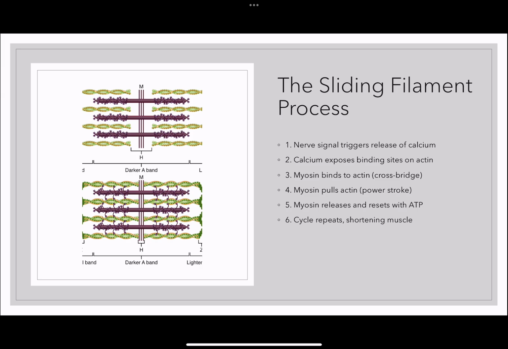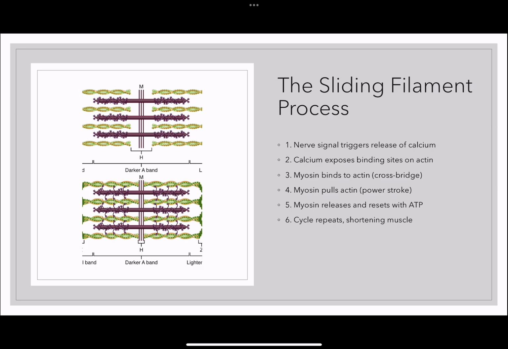So the second step is the calcium exposes binding sites on actin. In a relaxed muscle, the protein tropomyosin blocks the myosin binding sites on the actin filament, and when calcium ions are released, they bind to troponin, which is a protein complex attached to tropomyosin. The binding of calcium to troponin causes a conformational change in troponin, which in turn shifts tropomyosin away from the myosin binding sites on actin, and then this exposes the binding sites, allowing myosin to attach.